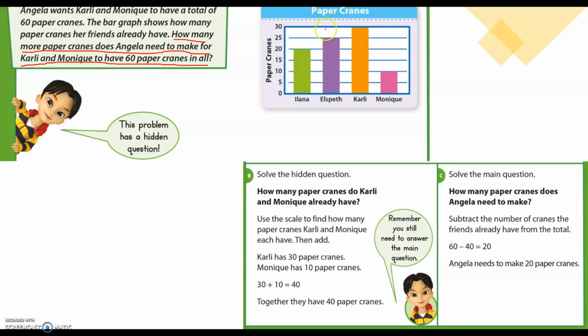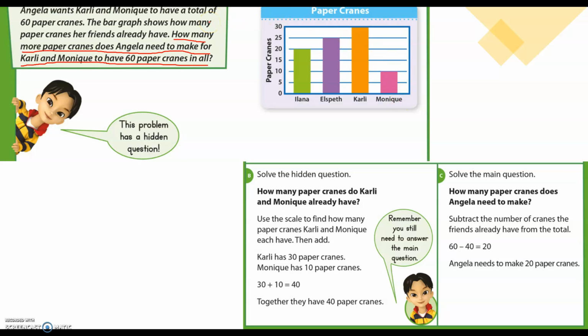Let's take a look at the graph. So it is called paper cranes. We have the people's names down here, and on the side is our scale. This is a bar graph, and it's showing how many paper cranes each person made. So Ilana made 20 paper cranes. How many did Elspeth make? 25. How many did Carly make? And how many did Monique make?